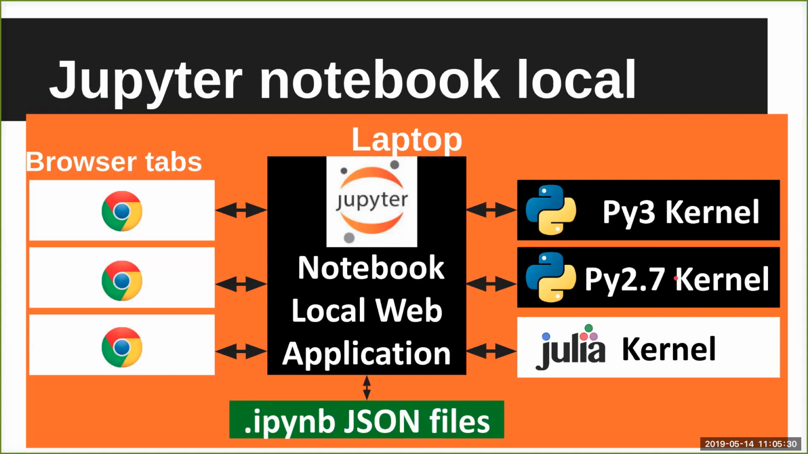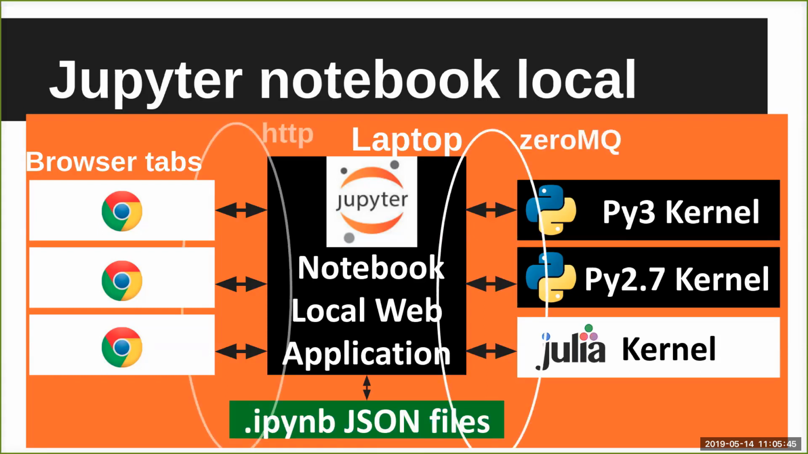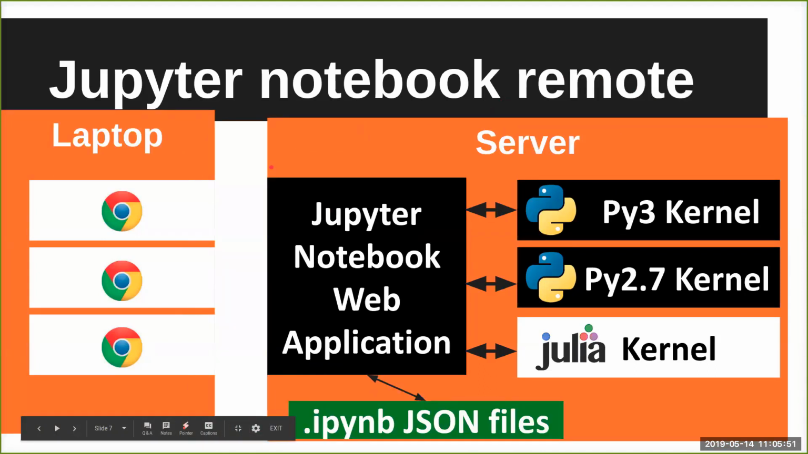And there's not only Python, but you can have Julia and many other programming languages. All of the computation is saved in a JSON file, which is the .ipynb file. In this architecture, the communication layers use ZeroMQ in the backend and HTTP or HTTPS in the front end. This is a web-based architecture, so it works very well remotely.